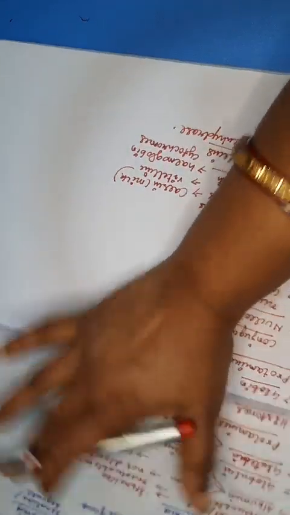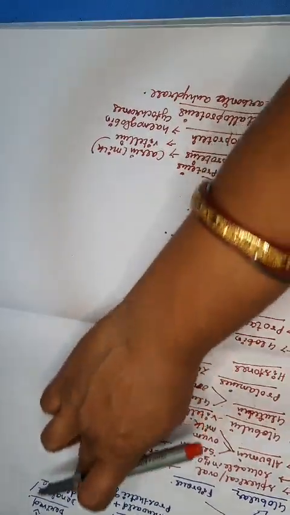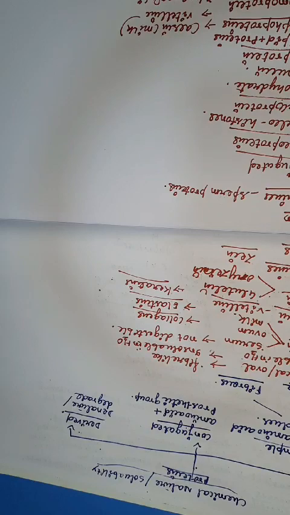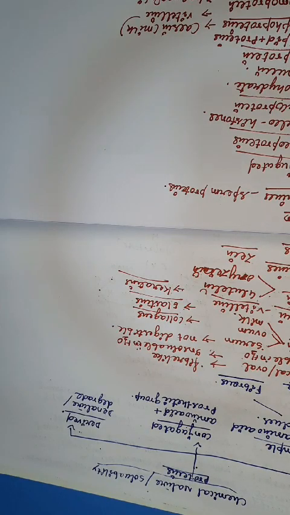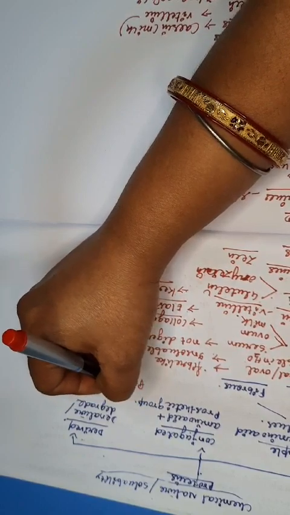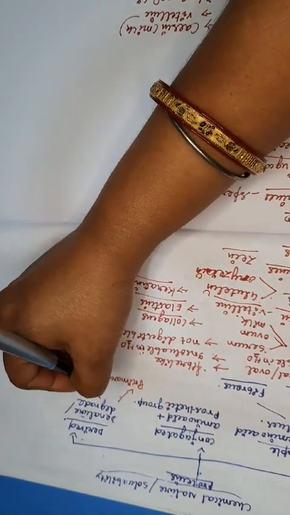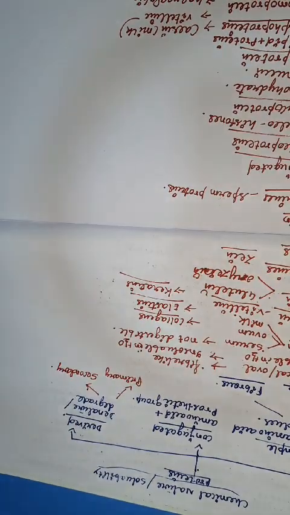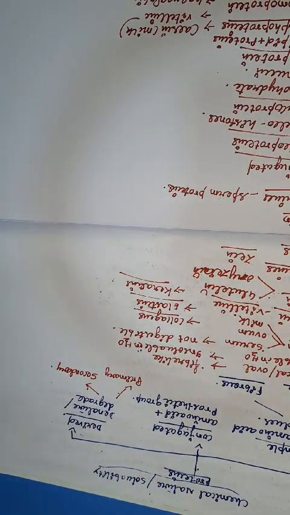Now let us come to the third category that we have left over, that is the derived proteins. I hope you are finding the third category over here. The derived proteins are of two types. They can be either the primary derived proteins or the secondary derived proteins. The primary derived proteins are denatured or coagulated or first hydrolyzed products of proteins.